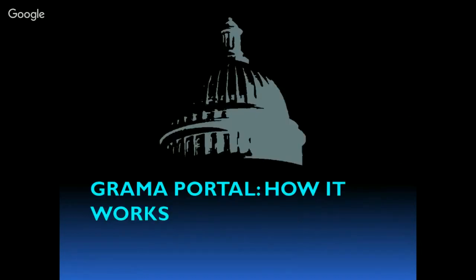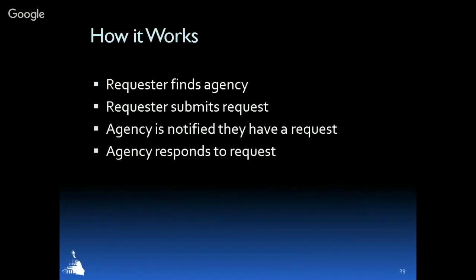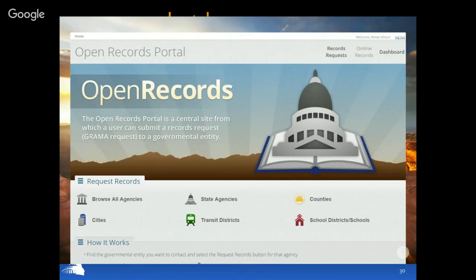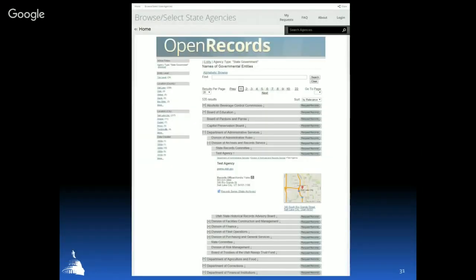So let me show you how the portal works. Very simple. The requester finds the agency that they're looking for. They submit a request. The agency receives a notification and responds to the request. That's obviously oversimplified. So the requester comes here to our homepage, clicks on any one of the buttons to browse the agencies. This is what that page looks like.